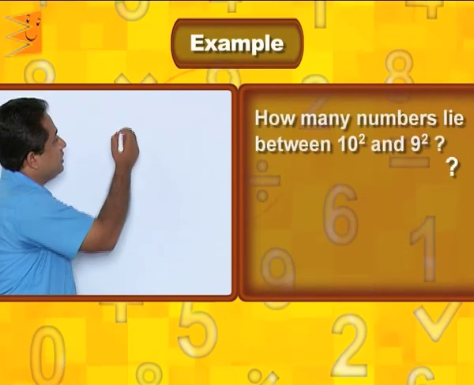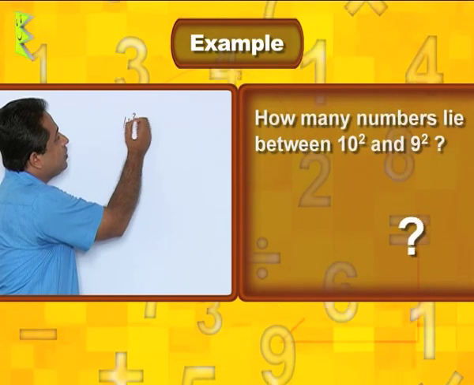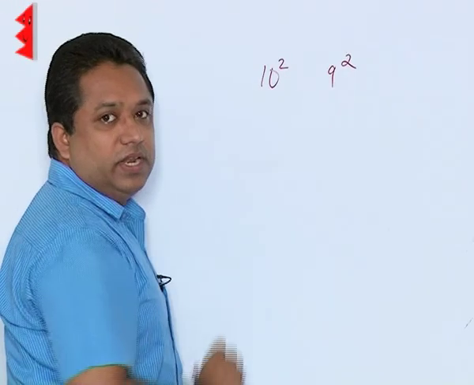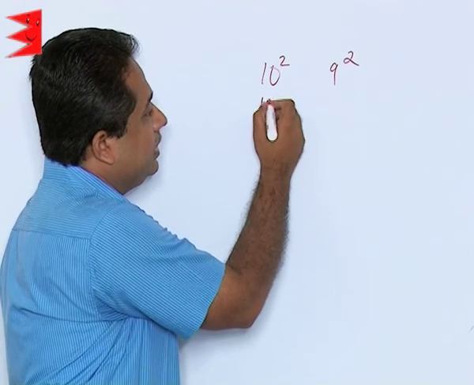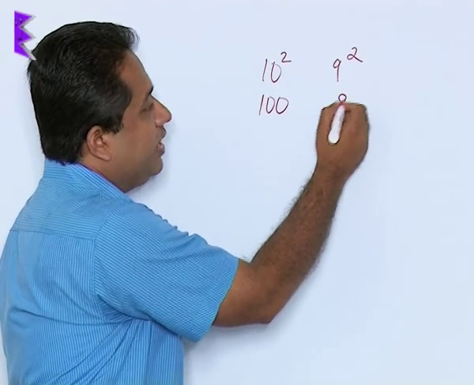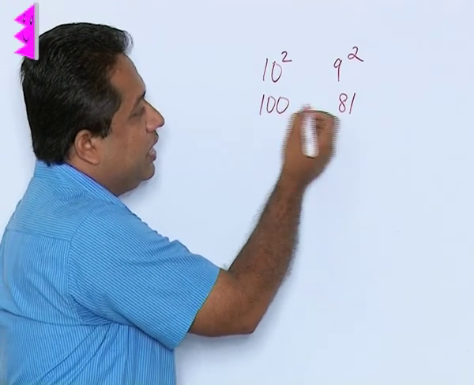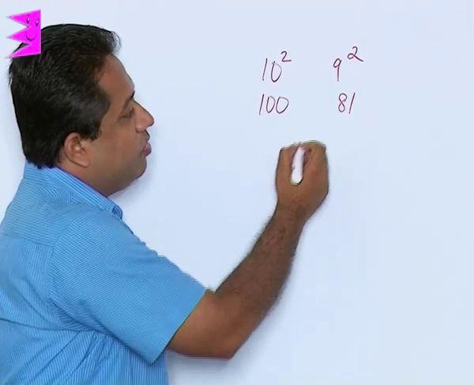If suppose you are given a question, how many numbers lie between 10 square and 9 square? So, we have two numbers, 10 square and 9 square. 10 square is 100, 9 square is 81. Now, if I subtract 100 and 81, we are going to get 19.